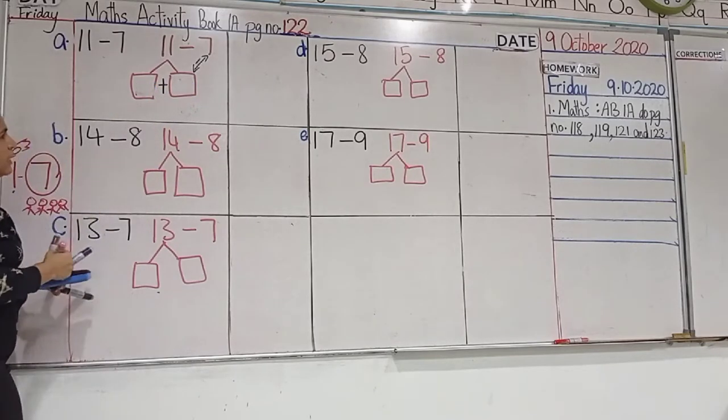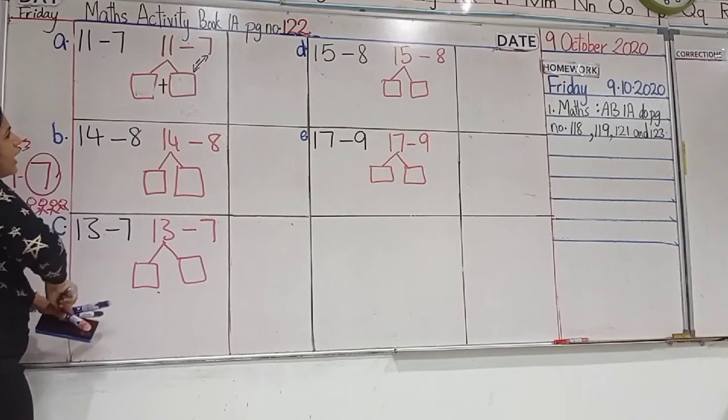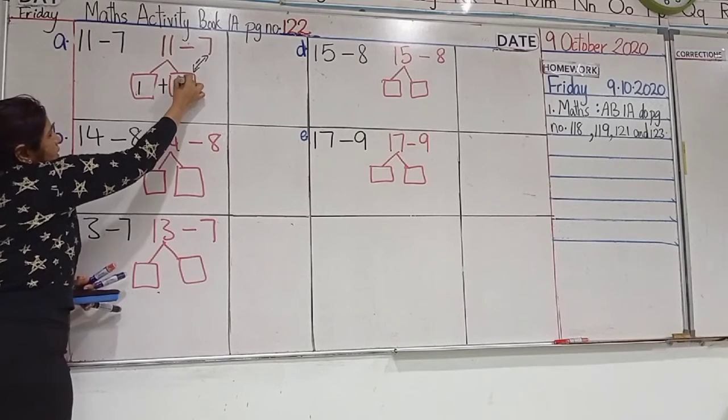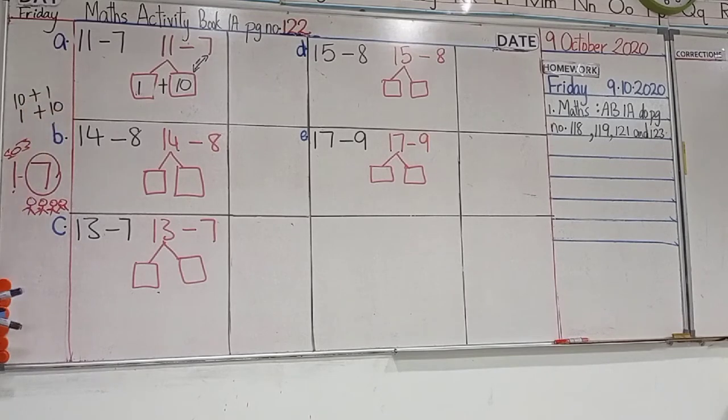What will it be? We write 1 on our left hand side in the left hand box and we write 10 here. It's not changing. 10 plus 1 is 11. 1 plus 10 is also 11. It's just that we are changing the place. We are writing this here and writing this here. Nothing else is changing. When we put equal to, the answer will be 11.